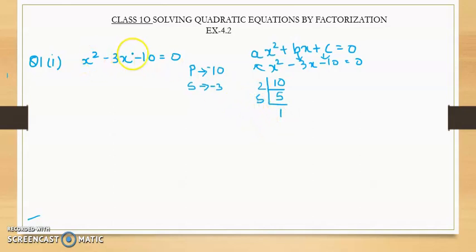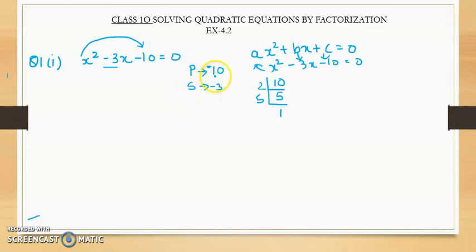So the coefficient here is 1. If I multiply the coefficient of x square with the constant, I will get minus 10. So this p shows product. The product of two numbers should be minus 10, and the sum should be the coefficient of x. What is the coefficient of x? Minus 3. So this s is sum. This p is product and this s is sum. Are you following, students? We should get product as minus 10 and sum as minus 3.